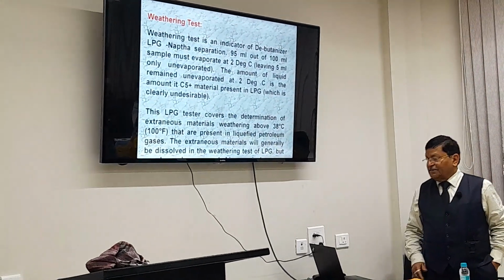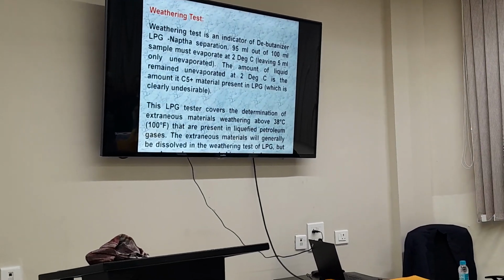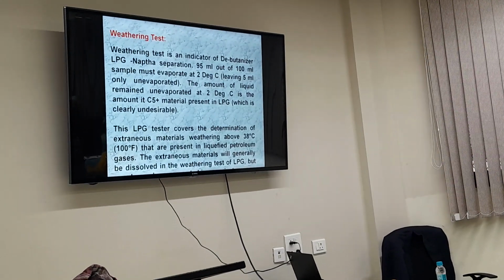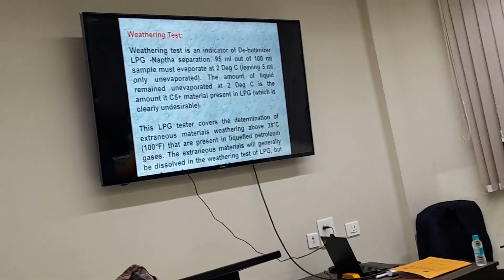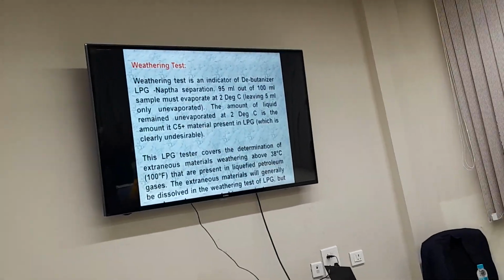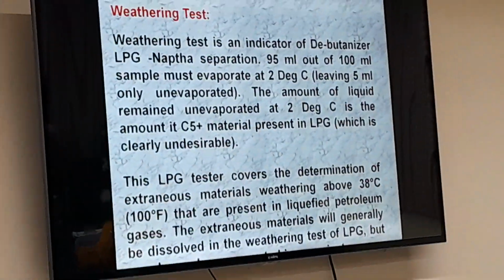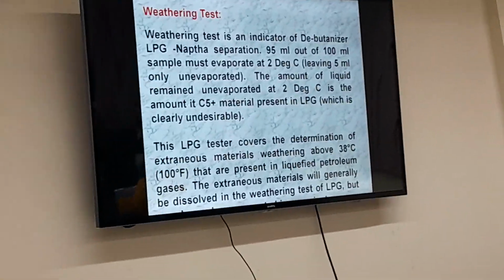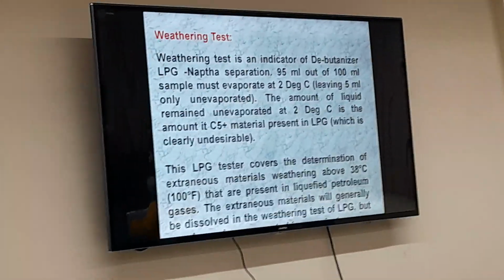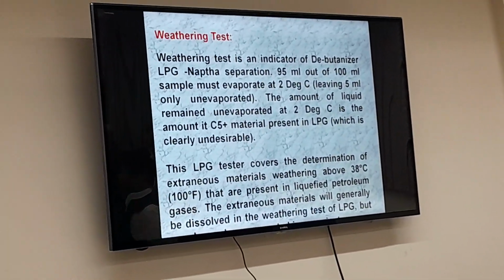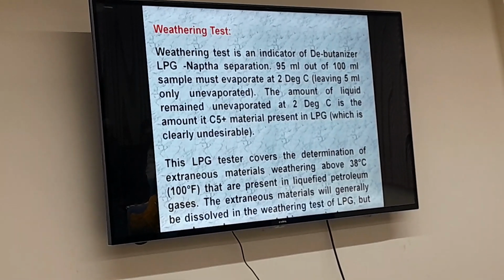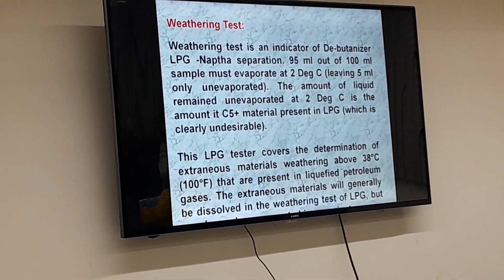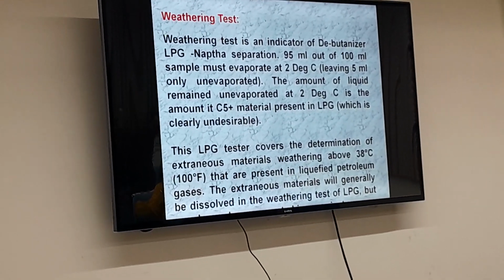Now we come to the weathering test. Weathering test is also for LPG. The test is an indicator of debutanizer LPG naphtha separation. 95 ml out of 100 ml must evaporate at 2 degrees C, leaving 5 ml only unevaporated. The amount of liquid remaining unevaporated at 2 degrees C is the amount of C5 material present in LPG. If you are asking why the residue, this is the weathering test which detects the C5. That is undesirable, clearly undesirable.